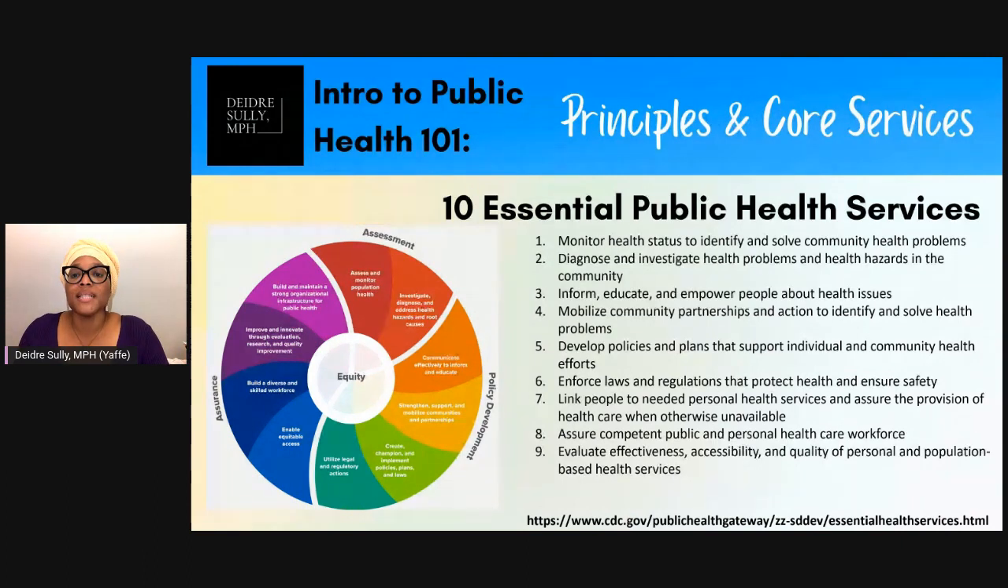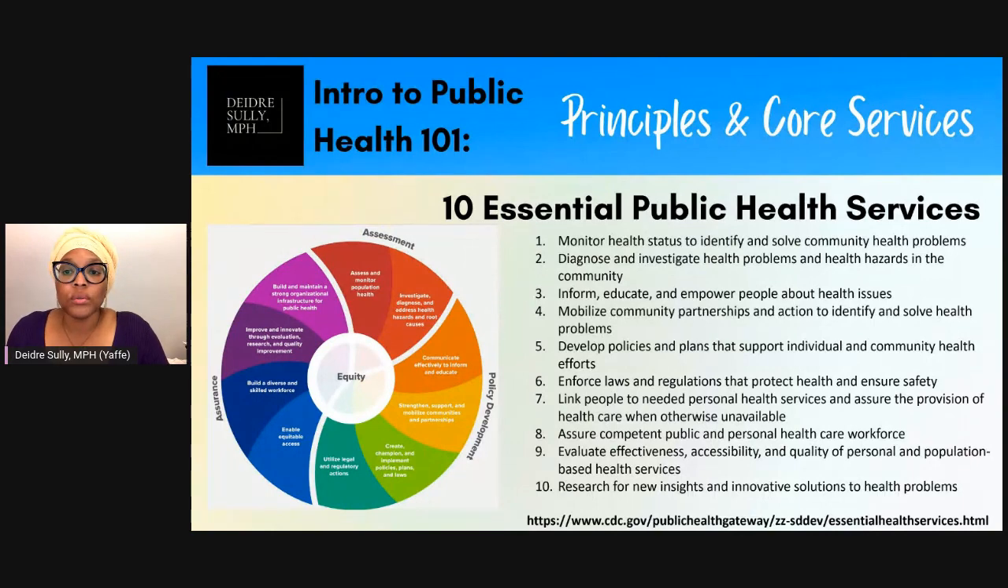Research for new insights and innovative solutions to health problems. Sometimes methods get old and they have to be updated with the times. So this goes back to what I just said under the evaluating effectiveness. It's doing what is needed right now. This is a form of righteousness. You can read Chief Yuya's book, The 14 Keys, and it talks about righteousness, doing what's needed right now. And that always needs to be what we do when we're talking about health. We have to be able to do what's needed right now so that we can have equitable services.